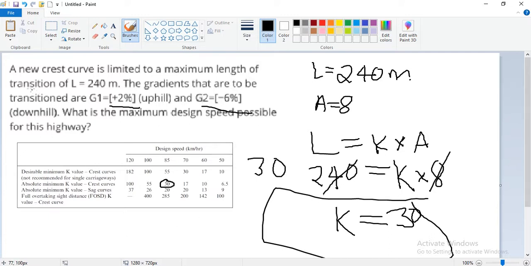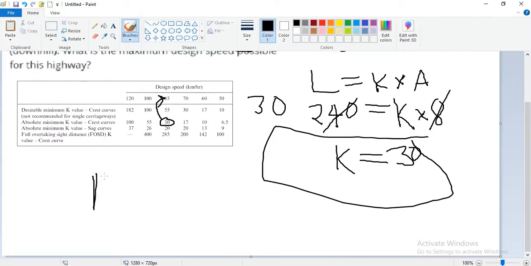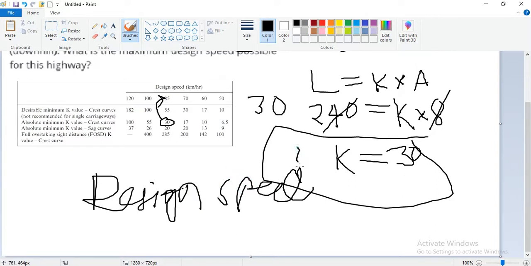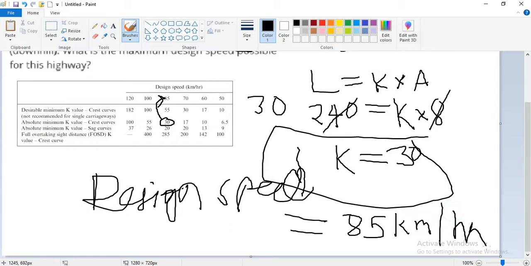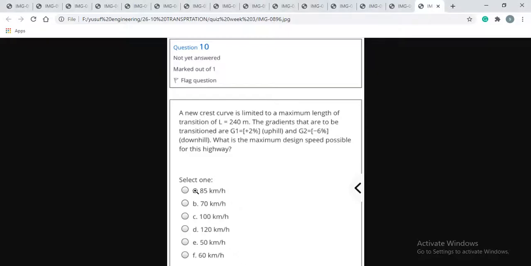A new crest curve is limited to a maximum length of transition, where the gradients to be transitioned are G1 and G2. What is the maximum design speed possible? So the value of K is 30, and the design speed will be 85 kilometer per hour. So the first option, A, 85 kilometer per hour, is correct.